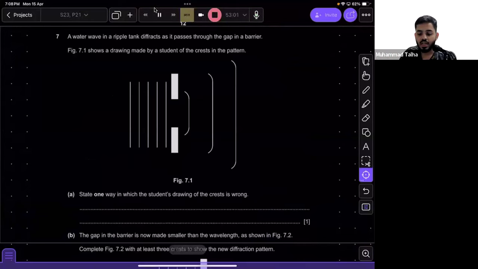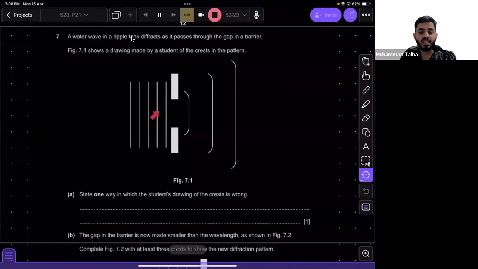All right. A water wave in a ripple tank diffracts as it passes through the gap in a barrier. 7.1 shows a diagram made by a student of the crests in the pattern. So crests or wavelengths or peaks, it's the same thing. State one way in which the student's drawing of the crests is wrong. So how is this wrong?